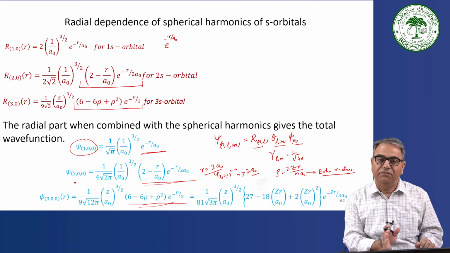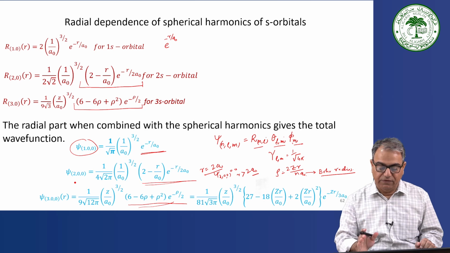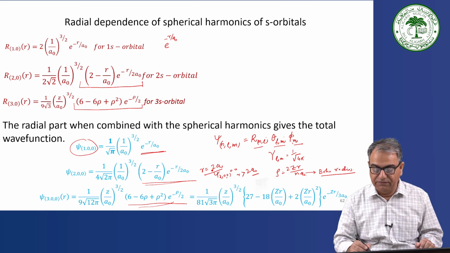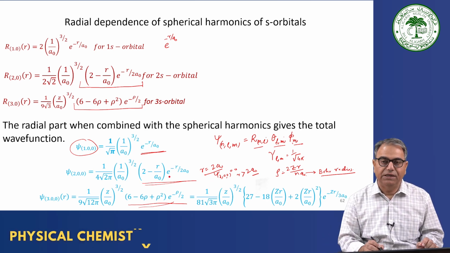So as you go away from the nucleus, at a particular distance, the function goes on decreasing because it's exponentially decreasing. But at a particular distance, when r is equal to 2a naught, the function becomes 0. And beyond that distance, r is equal to 3a naught, 4a naught, what will happen? The function will be negative.